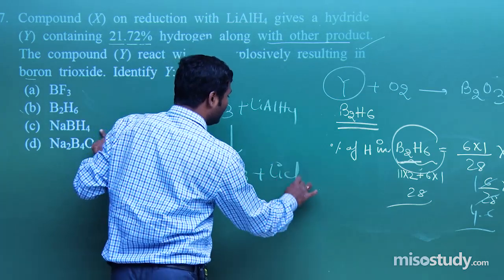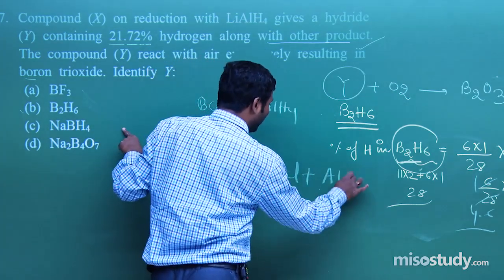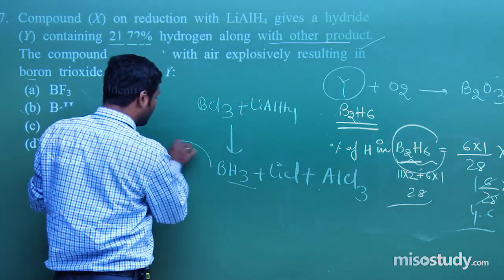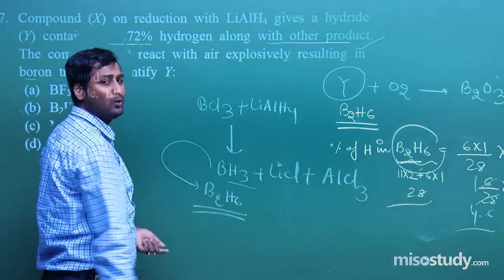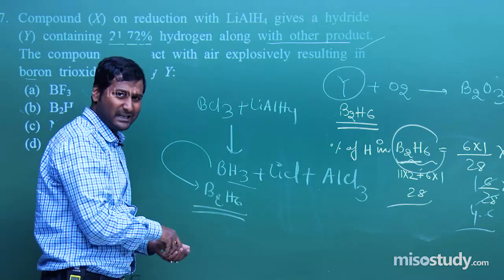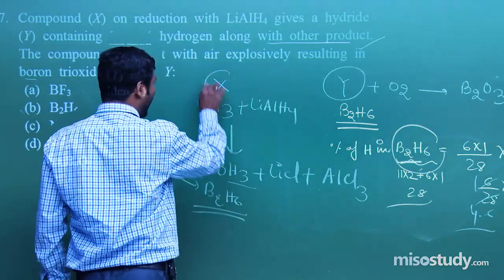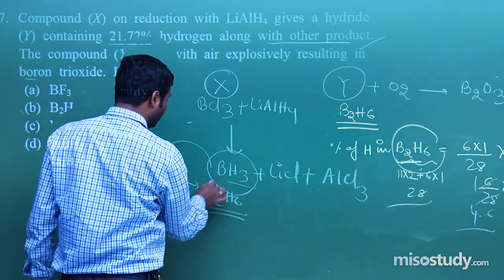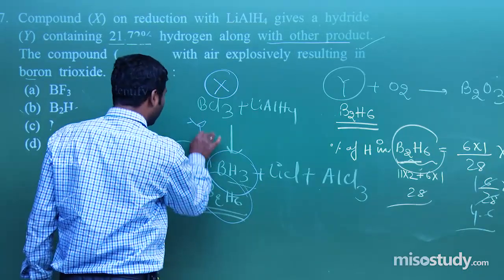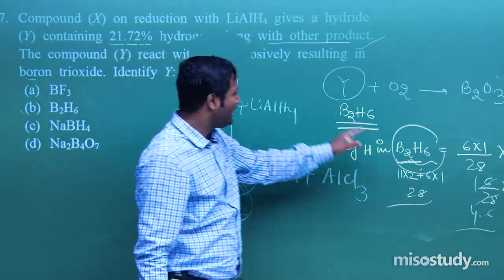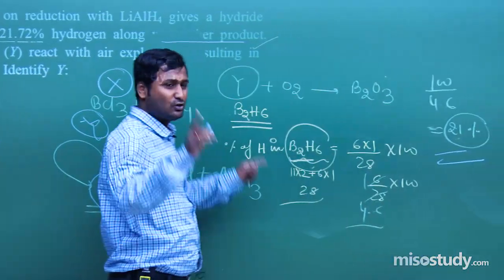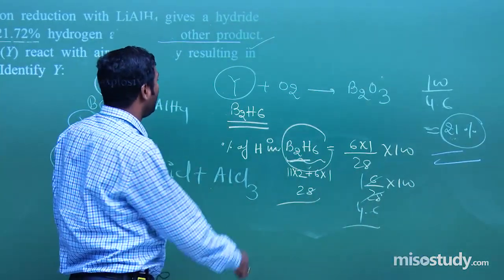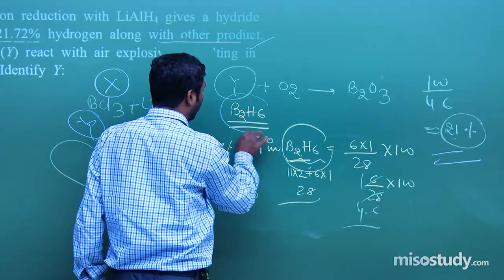Clear to you? This is one of the famous reactions, giving LiCl and AlCl3. As we know, BH3 does not exist. It exists as a dimeric form, that is B2H6. So this is the complete detailed solution. This one is X and this one, friend, is Y. Y I have calculated, it contains around 21% hydrogen. So definitely Y is diborane.